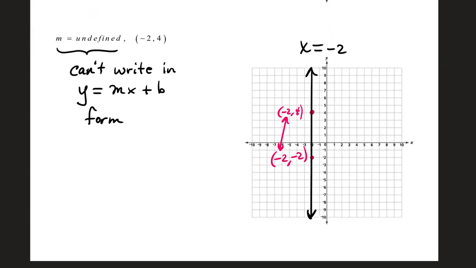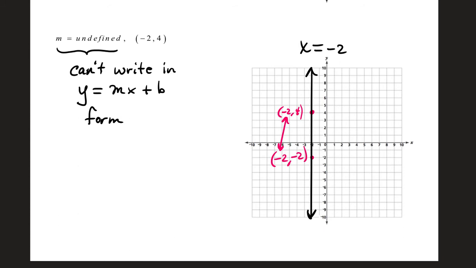In our second example, we have an undefined slope, and the line is supposed to pass through the point (-2, 4). Well, let's go to (-2, 4). That'll be here in quadrant 2. With an undefined slope, we're not going to be able to write an equation in the form y equals mx plus b, and that's okay. You can pass a vertical line through this point (-2, 4). I just picked another point. As long as the x-coordinate is -2 in the points you pick, your line will go through those points.